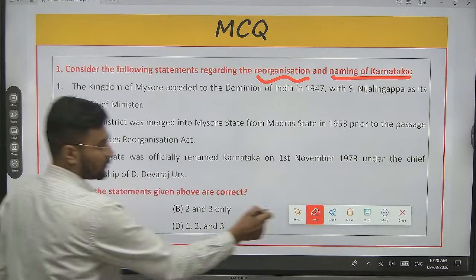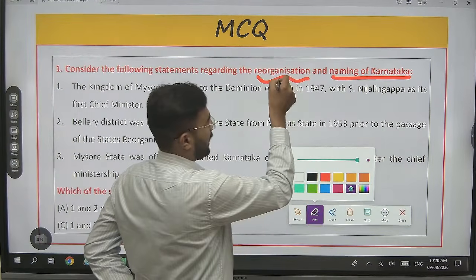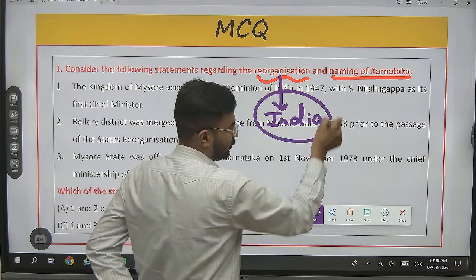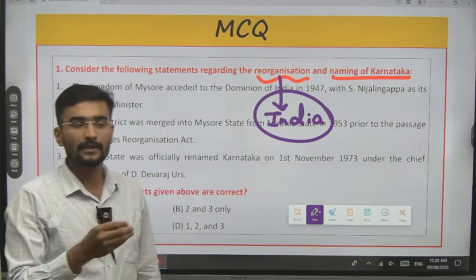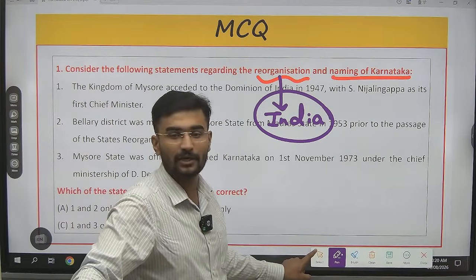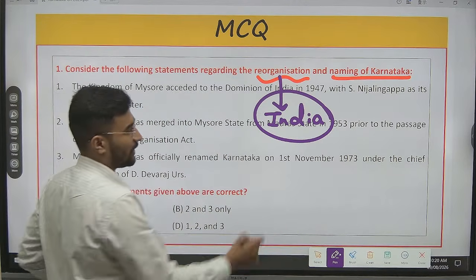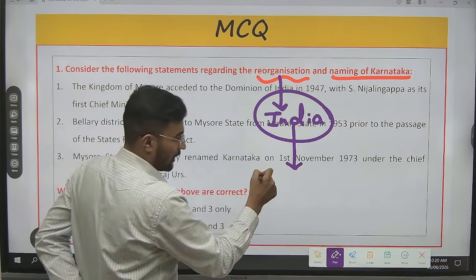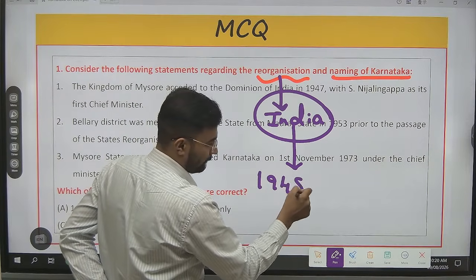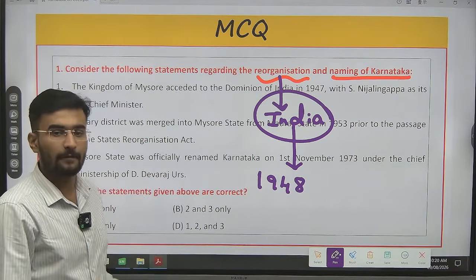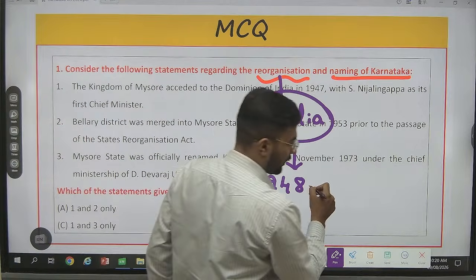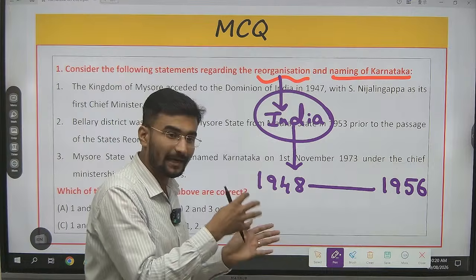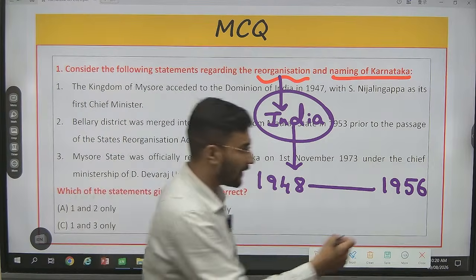Now, whenever we are discussing the topic of reorganization, the first one is the reorganization which took place in India. What is the history of reorganization? The reorganization in India started from which year? Started from the year 1948, and the majority of the reorganization was completed in which year? 56. But it is still continuing. Ivaglu kuda continue ಆಗ್ತಾ ಇದೆ.